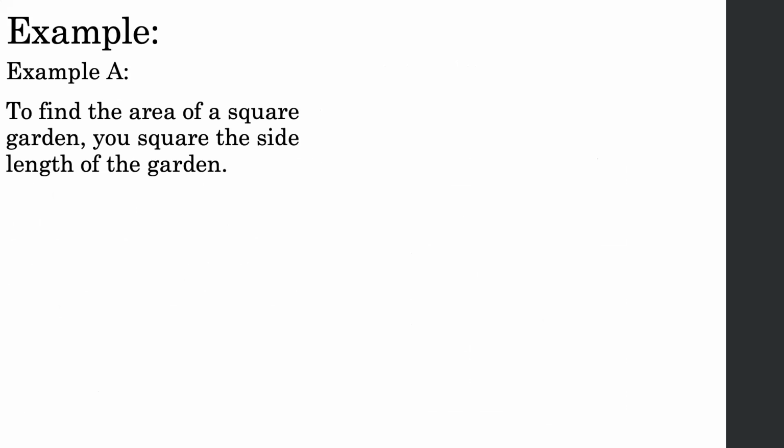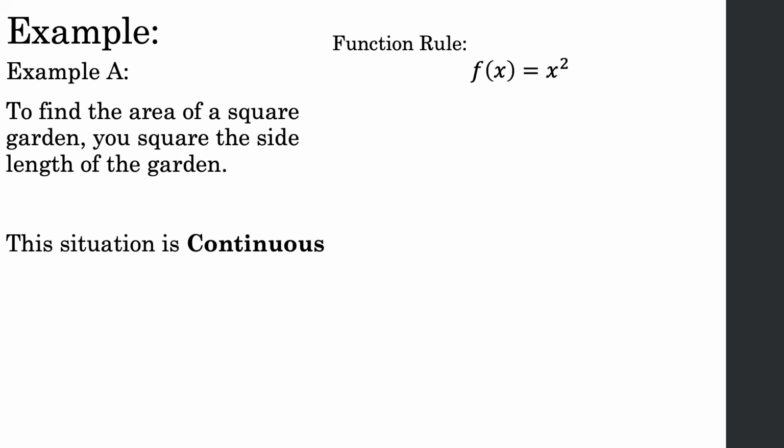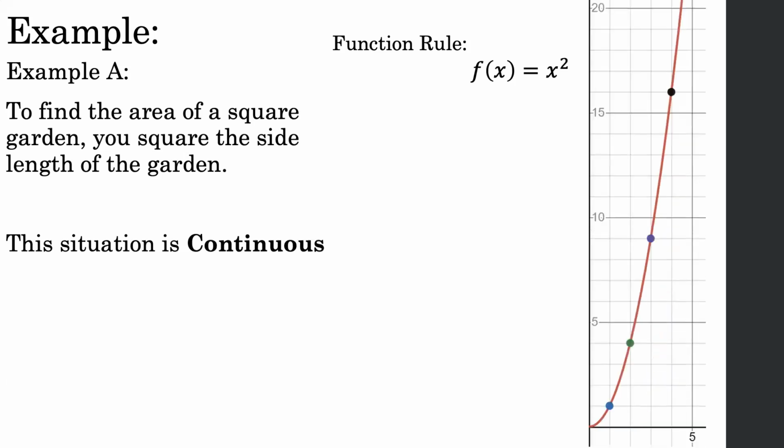Okay, so if we were to square the length of the garden, that means we're going to take that and square it, right? 2 squared, 4 squared, 3 squared, whatever we were doing, okay? Would this be continuous or discrete? Continuous. Could I find 2.5 as a side length and square it? Yes. So therefore, this situation would be continuous, and this would be an example of a graph, okay?